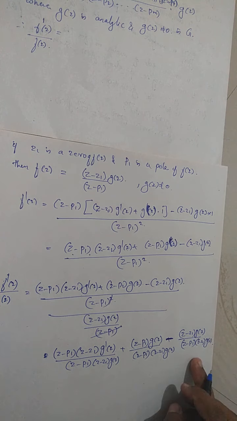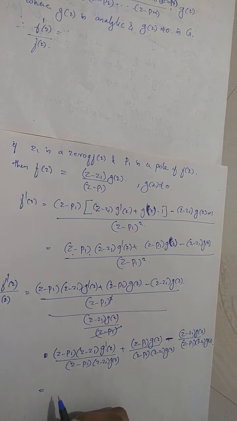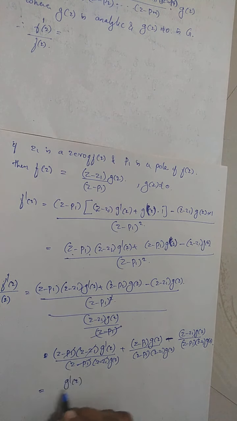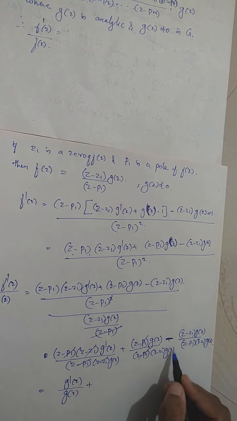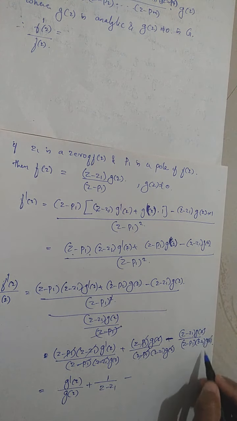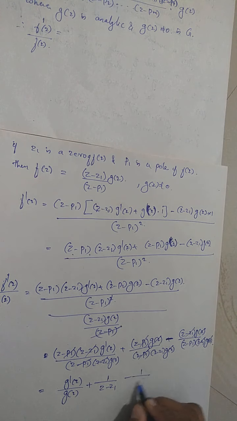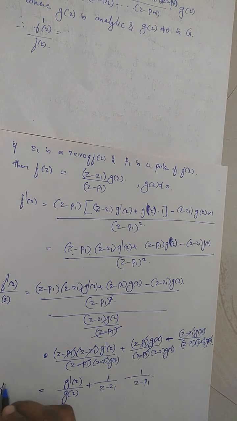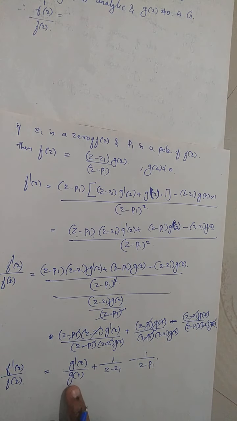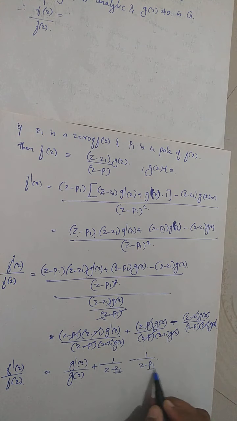So these are the three terms when you club them up. Cancelling, you get g dash z divided by g z as the first term. Plus the second term, after cancelling, is 1 by z minus z1, since g z and z minus z1 cancel, and the third is minus 1 by z minus p1. So this will be f dash z by f z. When you have zero z1 and one pole p1, it will be g dash z divided by g z plus 1 by z minus z1 minus 1 by z minus p1, where z1 is a zero and p1 is the pole.